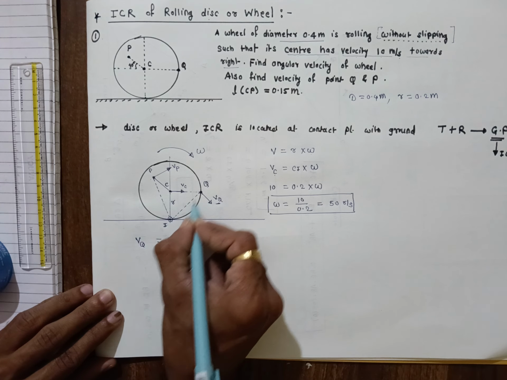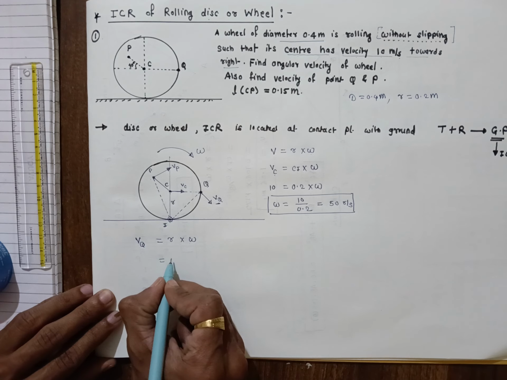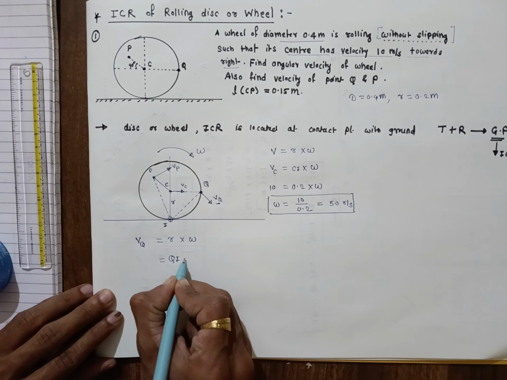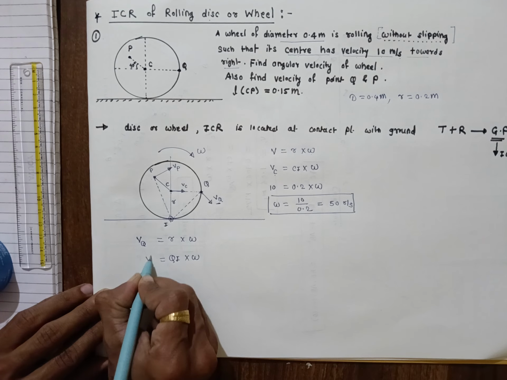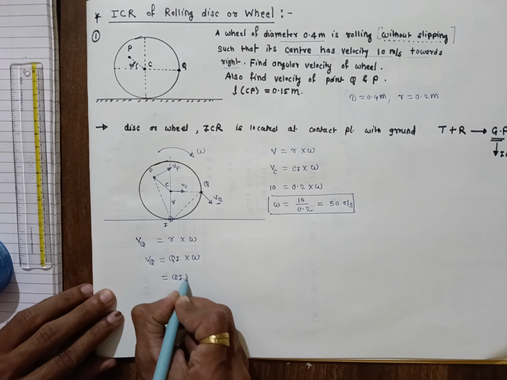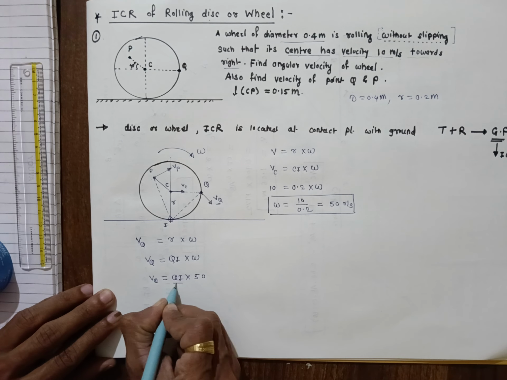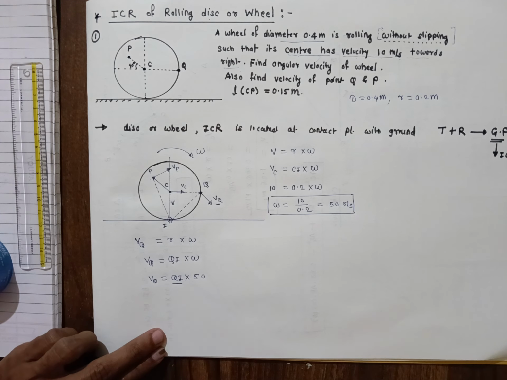We just have to find out this radius QI. Now for the point Q, the radius will be the distance QI. So this is QI into omega. So this is the velocity Vq. Okay, so this is QI into omega, which is 50 rad per second. Now our aim is to find out the distance QI.